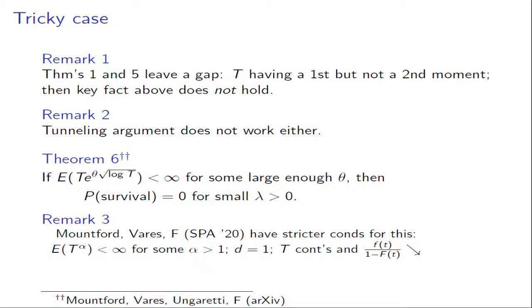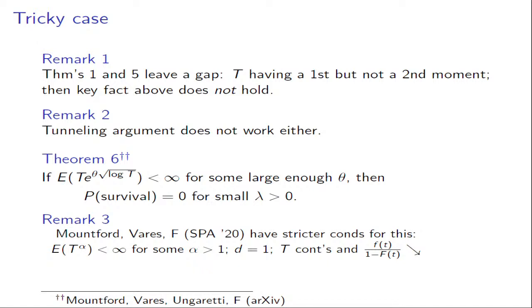But now we don't require any of these, so we can have an argument for every dimension, and no restriction on the distribution of T except this size condition here, which is really important. Here theta has to be large enough, okay? But fixed. So let me try to explain now how we prove this.